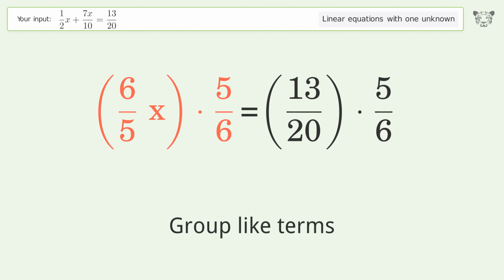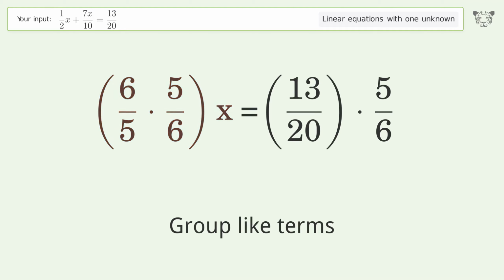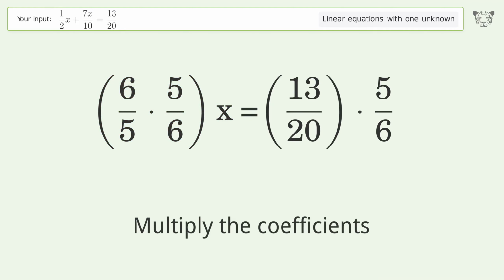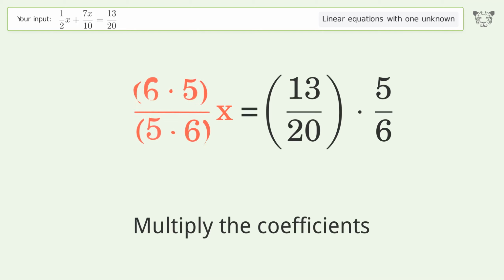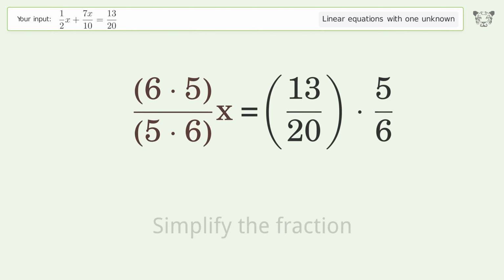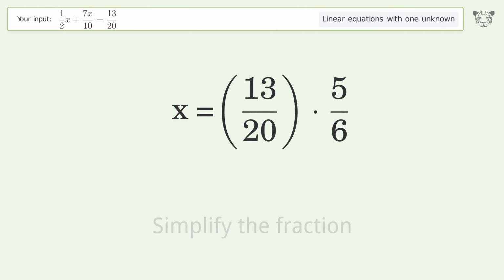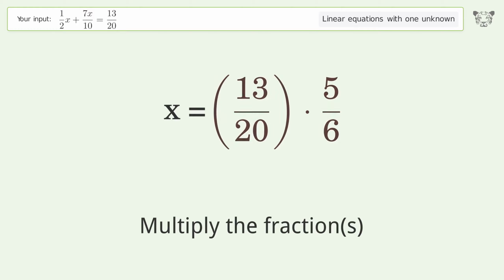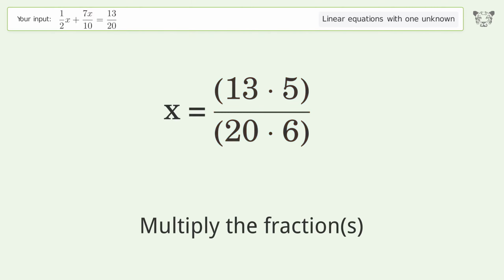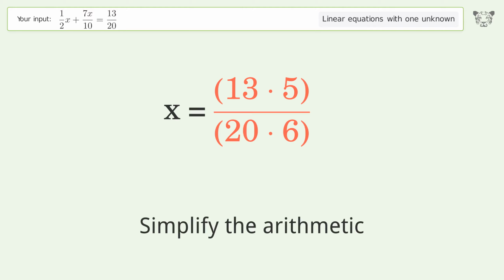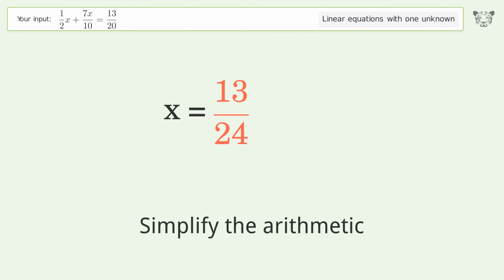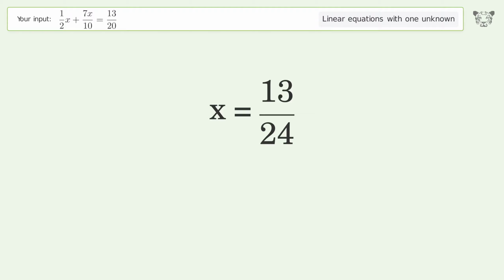Group like terms. Multiply the coefficients. Simplify the fraction. Multiply the fractions. Simplify the arithmetic. And so the final result is x equals 13/24.